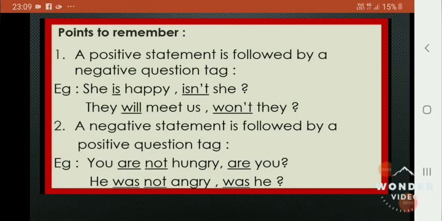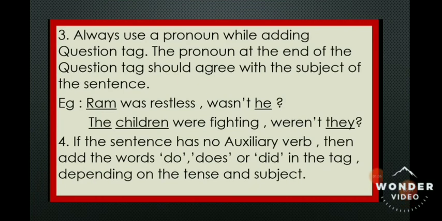Now let us go to the third one. Third rule is always use a pronoun while adding a question tag. The pronoun at the end of the tag should agree with the subject of the sentence. Now, what is a pronoun? First, let us understand that. A pronoun is a word which is used instead of a noun. For example, he, she, it, they, we, myself, himself, etc. So whenever you are adding a question tag, you will always use a pronoun with the question tag. Now let us see, but that should agree with the subject of the sentence.